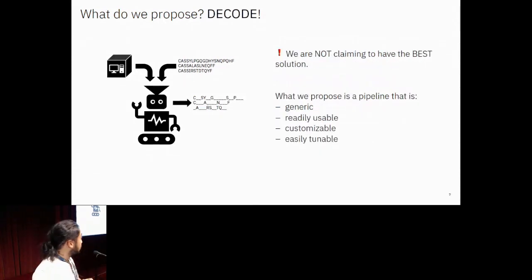So a quick note first. Of course, this is not the best way to do it. It's just one way to do it. So we're not claiming anything in terms of performance on the interpretability side. But what we're focusing on with this pipeline is really the user perspective. So we want a pipeline that is generic, readily usable, customizable, and tunable. And we'll go into the details a little bit later about this.